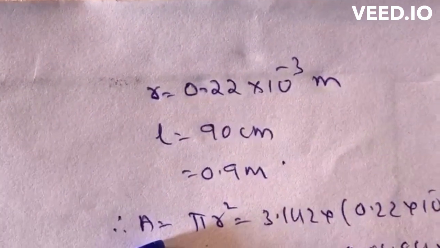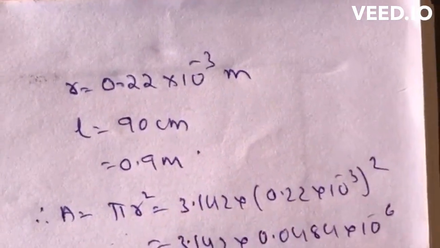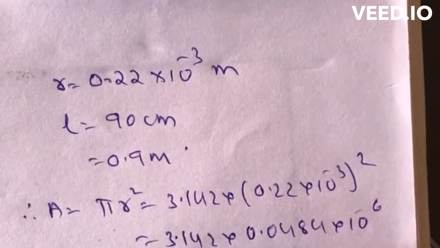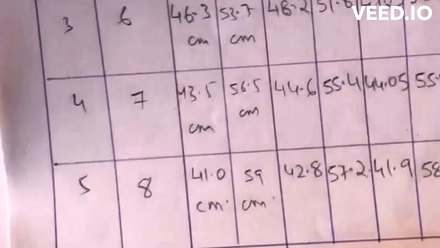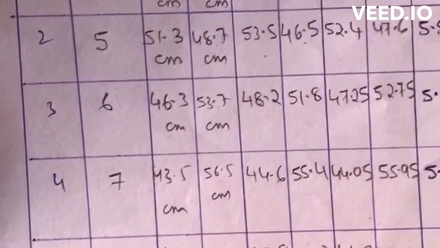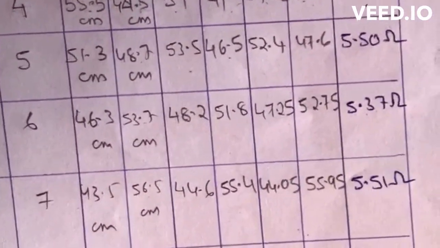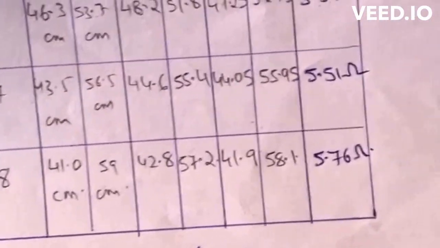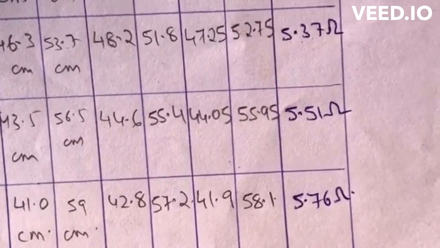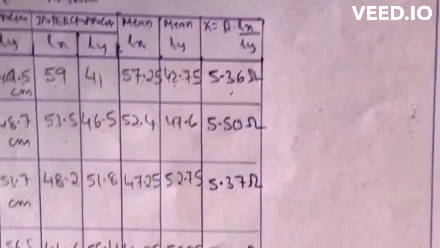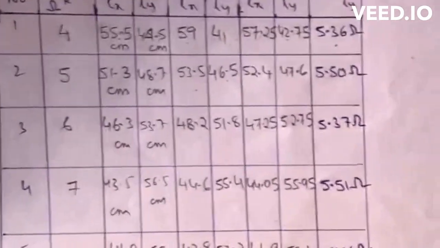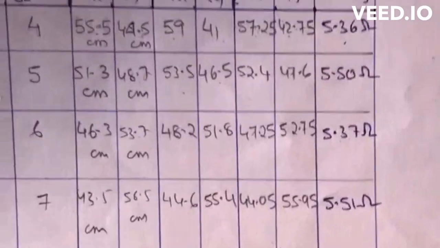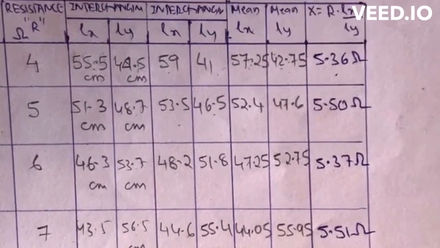Hence, I have calculated the area, which is pi r square, which comes to 0.15 into 10 raised to minus 6 square meters. We have got A, we have got L, and we have got the value of R. Hence, we can find the value of specific resistance rho is equal to A into R upon L, which is equal to this into this upon this, approximately equal to 9 into 10 raised to minus 7 ohm meters. So, this is all about how the experiment is to be performed. Now, let us find out what are the viva questions which you may get when this experiment is being conducted.